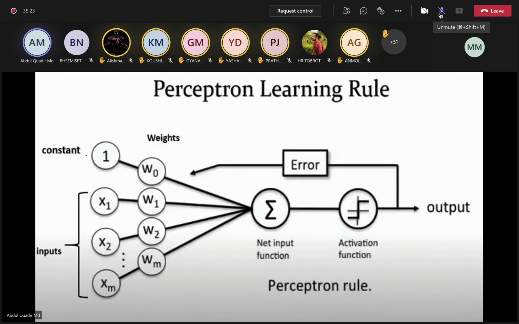Now students, given inputs x1, x2, up to xm, the weights w1, w2, up to wm, and a constant value w0. Now we put it into the function, we calculate the sum and the bias, and the activation function is applied. Now we are going to have a target value, that is the actual value. The actual value is given in the data set, and you are getting the output, which is a predicted value.